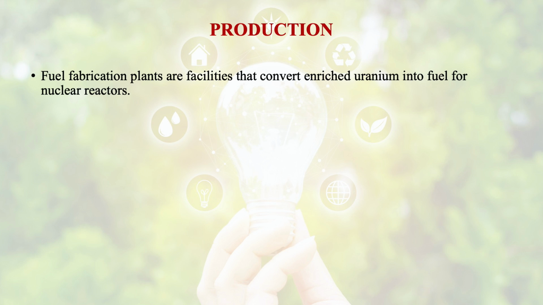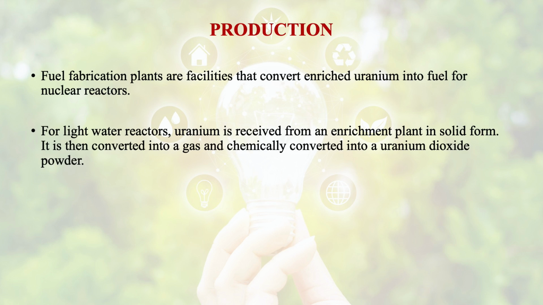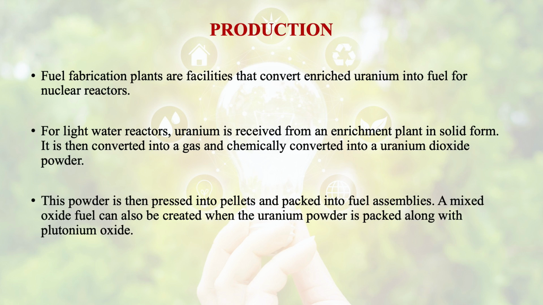Fuel fabrication plants are the facilities that convert enriched uranium into fuel for nuclear reactors. For light water reactors, uranium is received from an enrichment plant in solid form. Then we convert it into a gas and chemically convert it into uranium dioxide powder. This powder is then pressed into pellets and packed into fuel assemblies. A metal oxide fuel can also be created when the uranium powder is packed along with plutonium oxide.